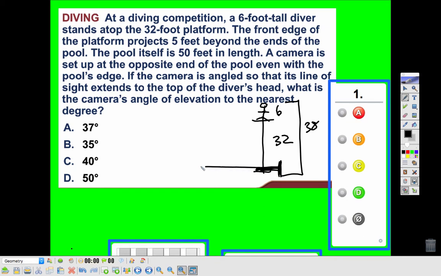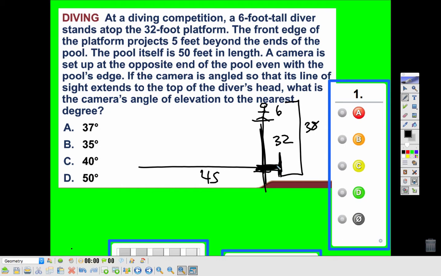towards the end of the pool, and the end of the pool itself is 50. So what is this length? 45, because the diver would be standing out on the platform. The pool goes to here, but there's a diving board, so the diver is 5 feet out. So this actual length is 45.